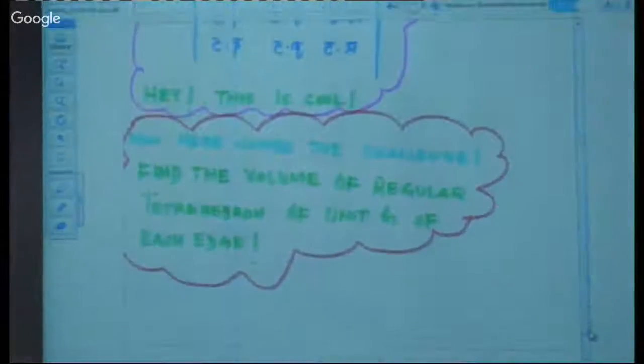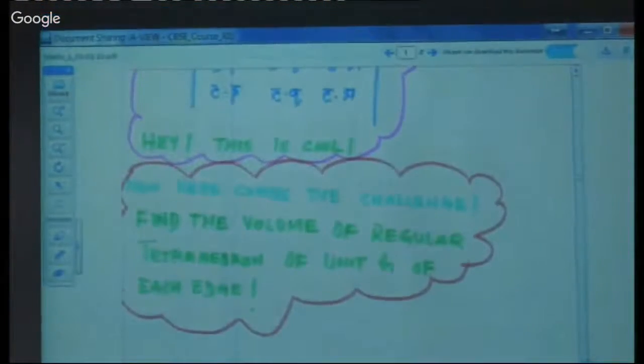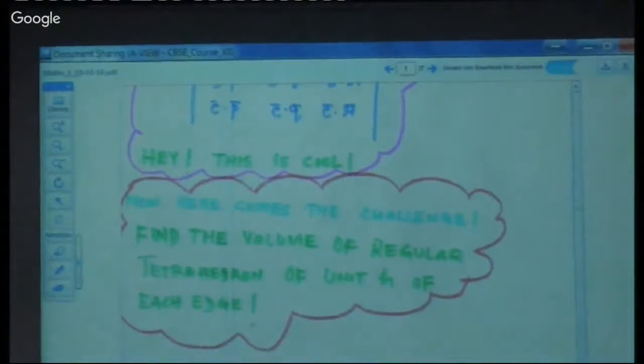Now here comes the challenge. Find the volume of a regular tetrahedron of unit edge. That means you have a regular tetrahedron. What is a regular tetrahedron? All the triangles are equilateral triangles. Now we have to find the volume of that. How will we do it?